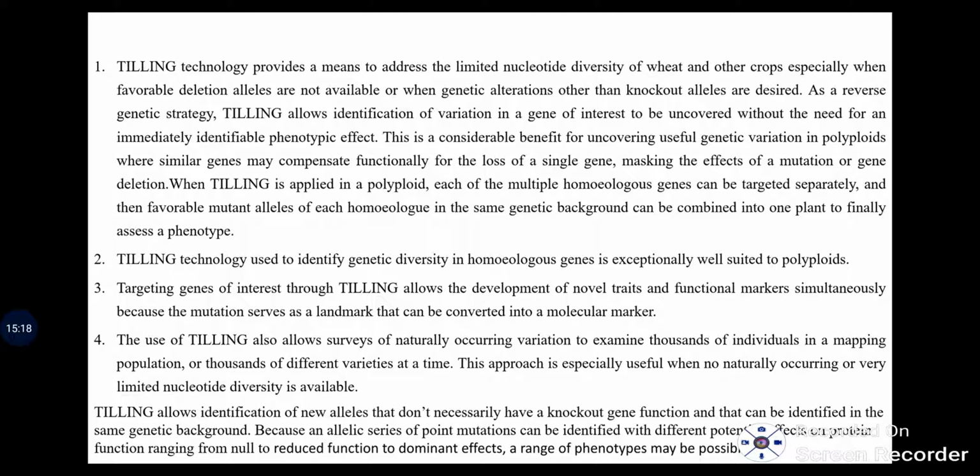TILLing allows identification of new alleles that don't necessarily have knockout gene function and that can be identified in the same genetic background. Because an allelic series of point mutations can be identified with different potential effects on protein function, ranging from null to reduced function to dominant effects, a range of phenotypes may be possible.